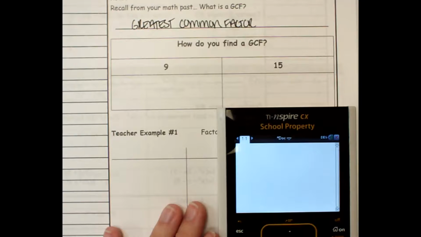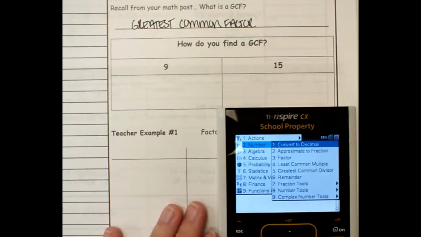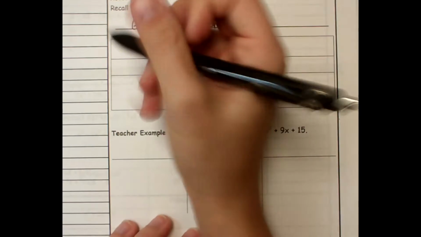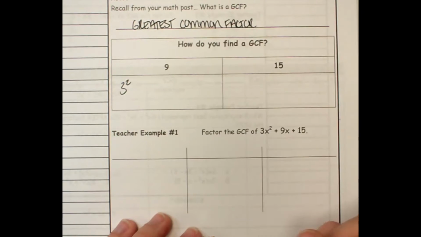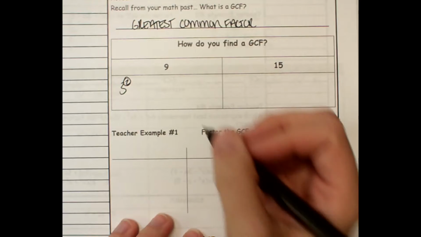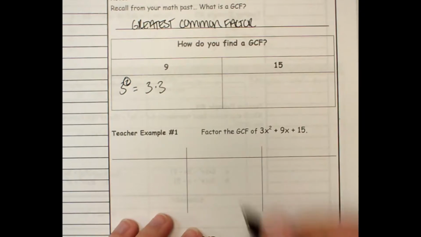So if you hit the menu button and go down to Number, and you can do number 3, factor. So menu, number, factor, we'll type in 9. If you look, it gives us a 3 squared. Whatever that exponent number is, that tells us how many of those numbers we're going to have. So in this case, we'll have 3 times 3.